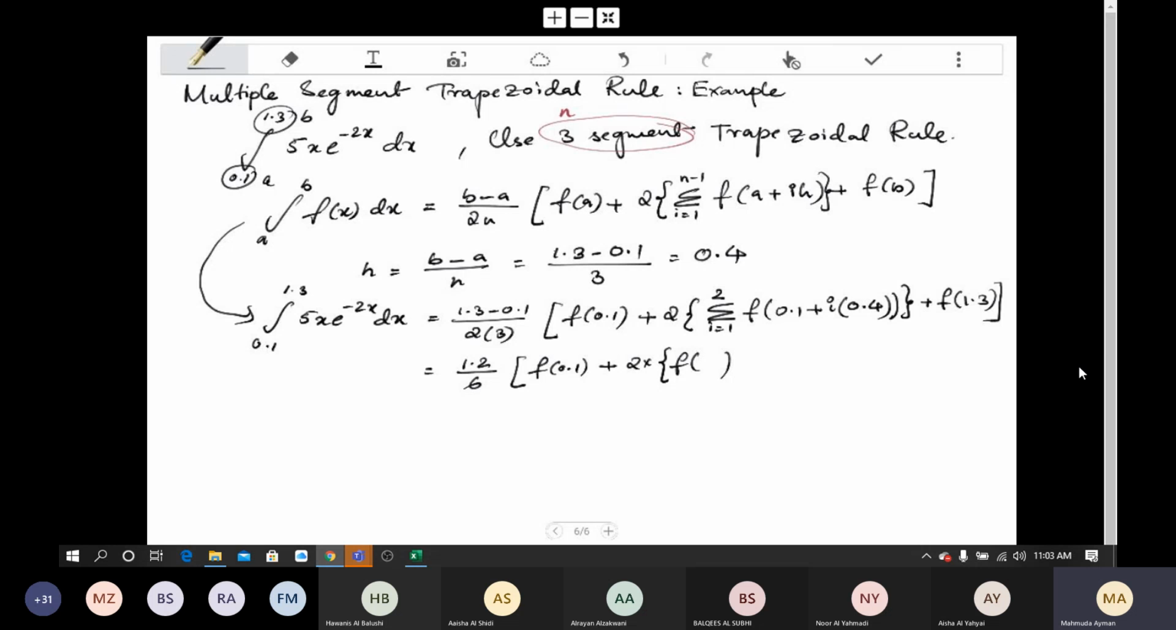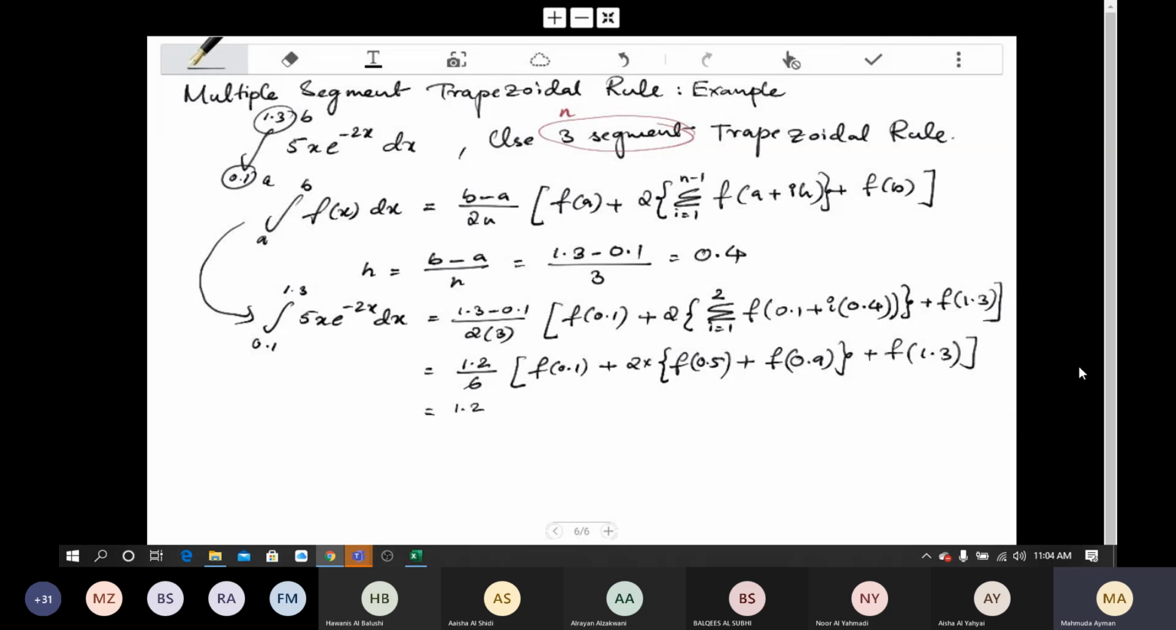Perfect, Basil. Okay, so here we have 0.1 and I is one for us for the first iteration. So 1 times 0.4 is 0.4, 0.4 plus 0.1 is 0.5, plus we have I is 2 now. So 2 times 0.4 is 0.8 plus 0.1 is 0.9, right? Now we have f of 1.3.